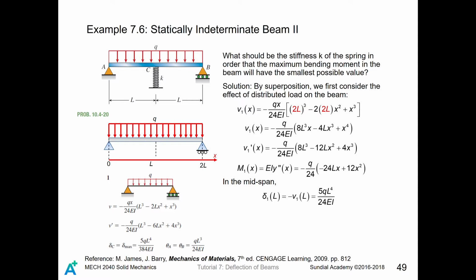So by the superposition table entry, if we make the L to be 2L into this entry, then we can find V1 in this form, and we simplify it to get something like this, and we differentiate it twice and times EI in front of it, so we get the moment inside the beam caused solely by this distributed load.